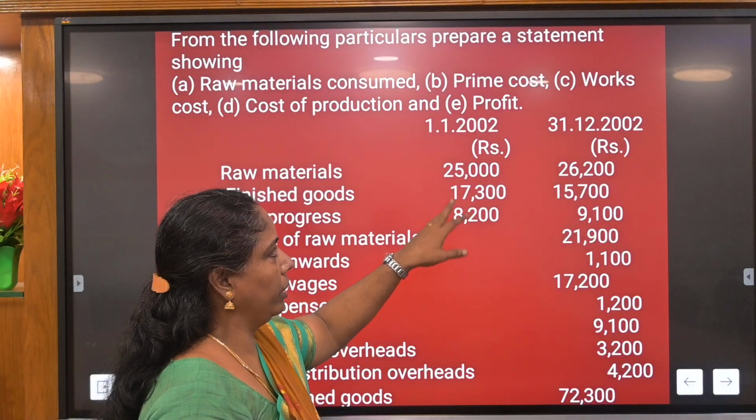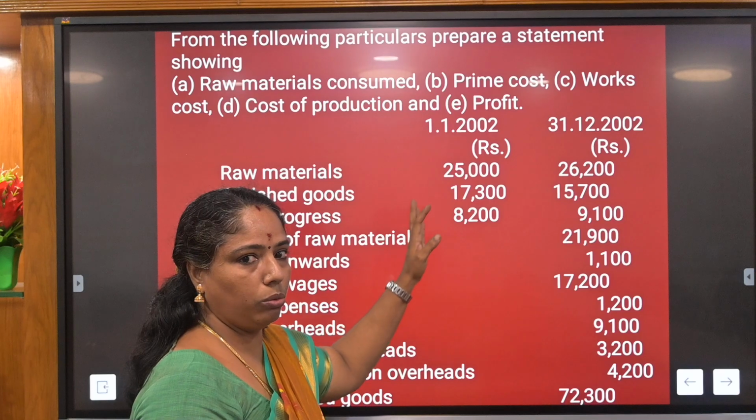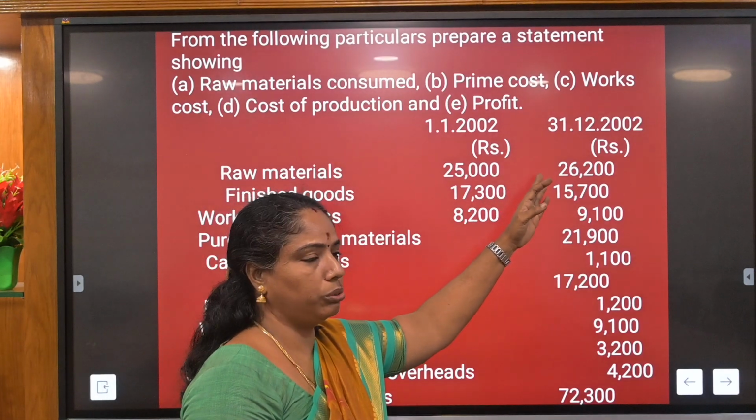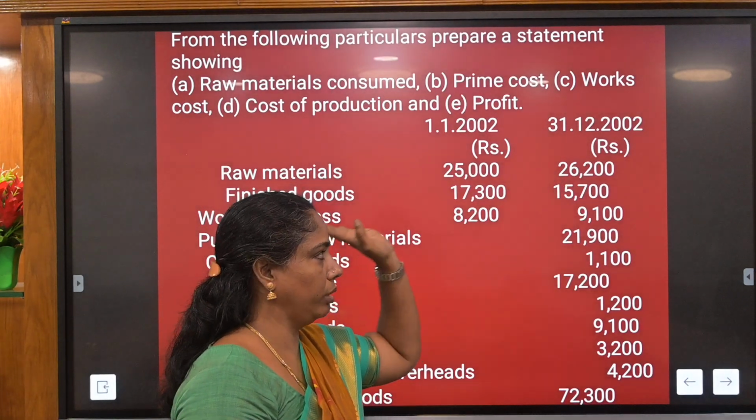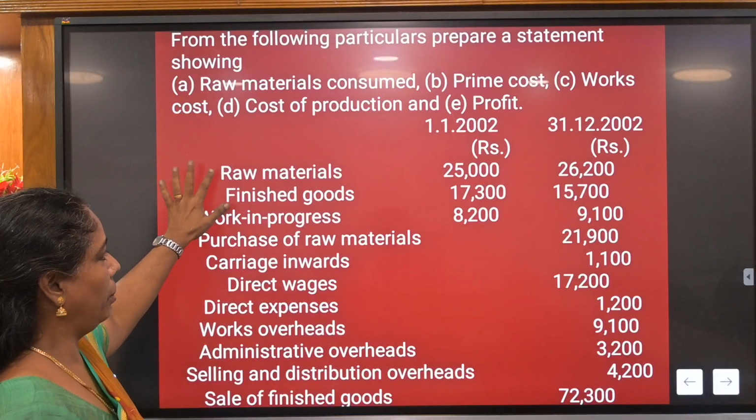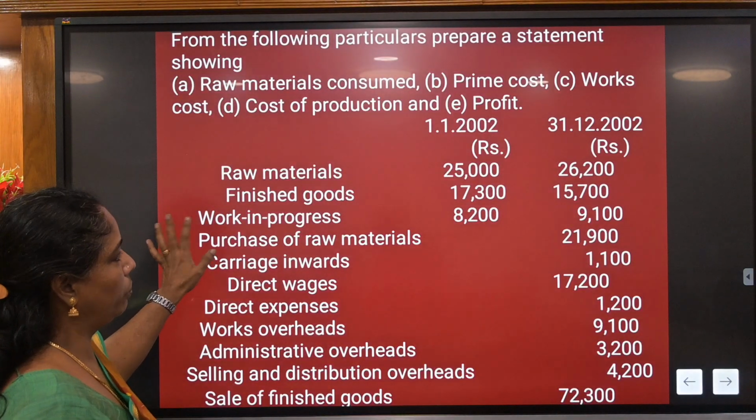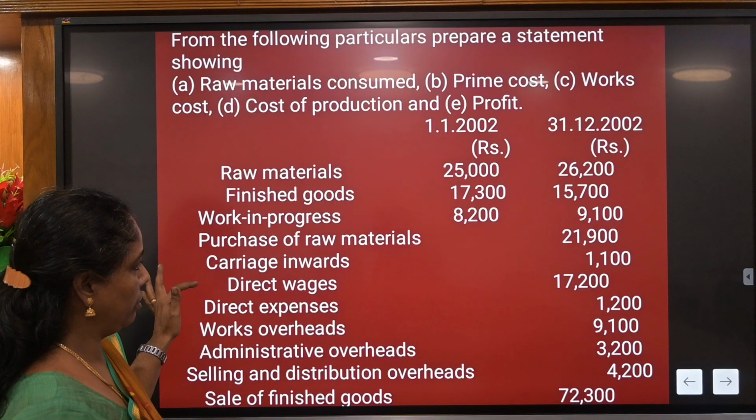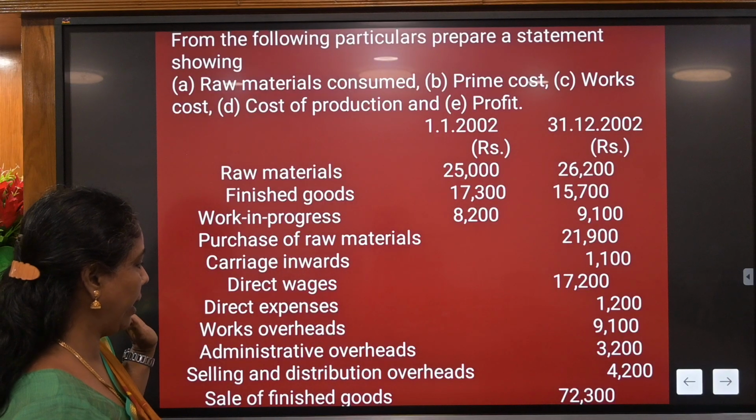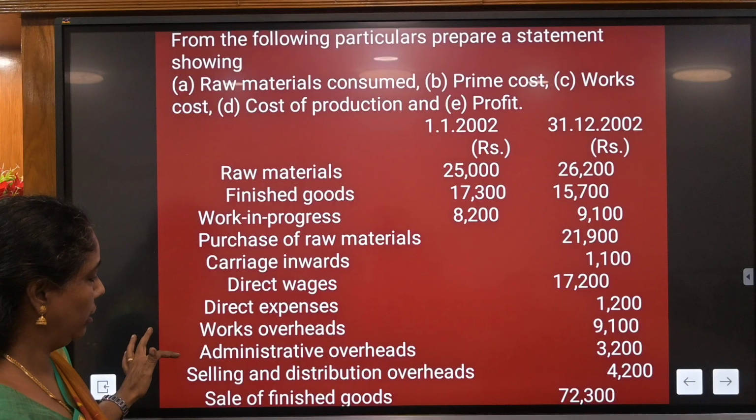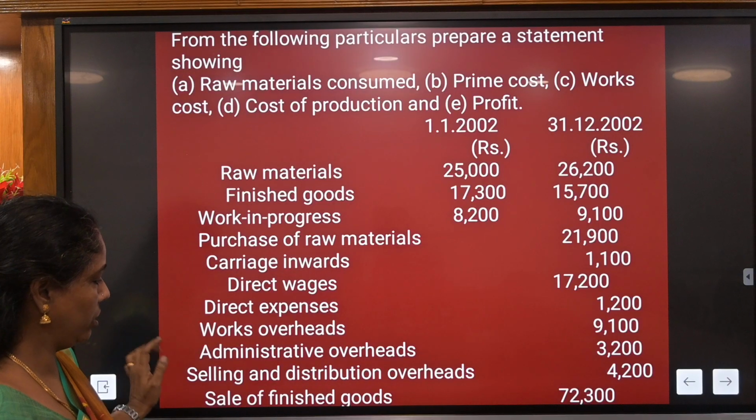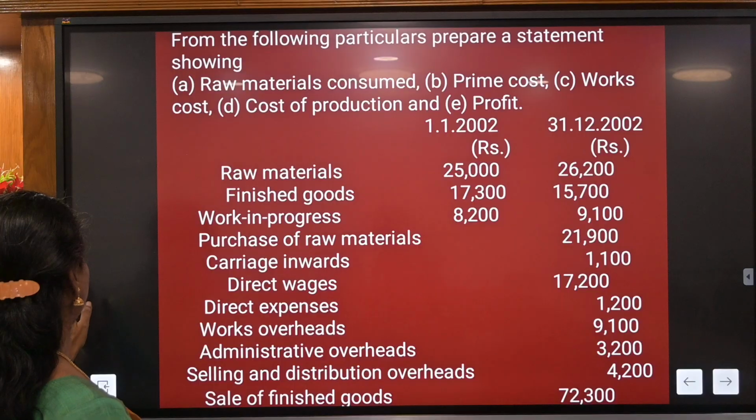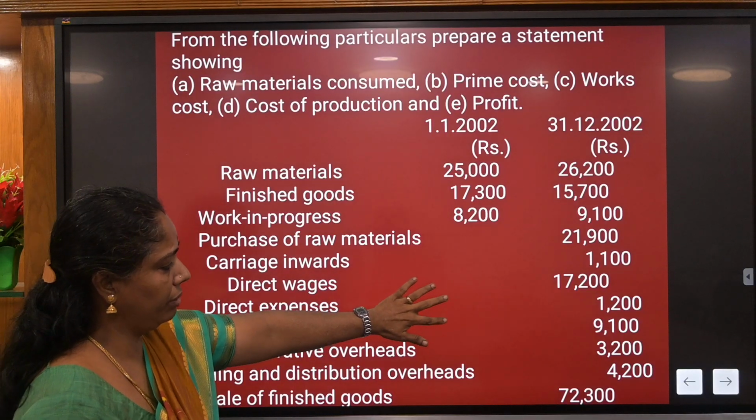First is the opening, that is 1/1/2002 is the opening information, and 31/12/2002 is the closing information of the sum. So raw materials, finished goods, work in progress, then purchase of raw materials, carriage inwards, direct wages, direct expenses, works overhead, administration overhead, selling and distribution, and sale of finished goods. Here we will solve.